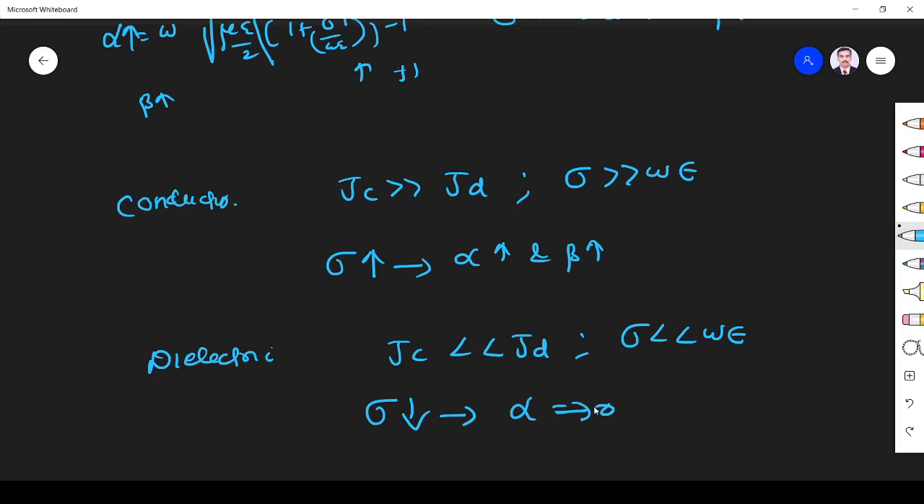Fine. So this is what we have to remember about loss tangent. It demarcates dielectric medium from conducting medium. So that's all about this session.